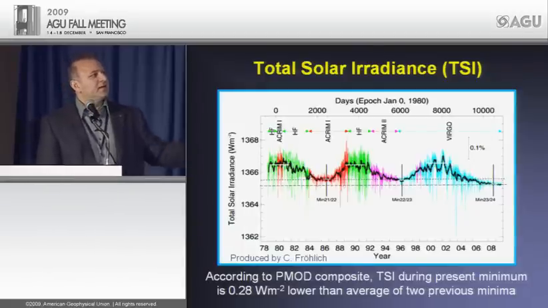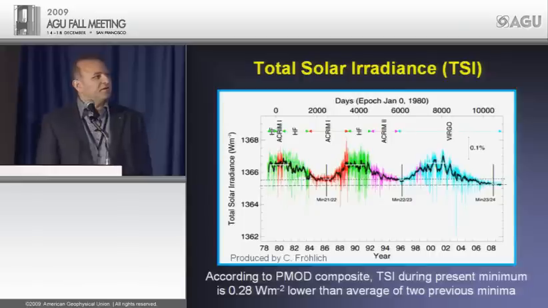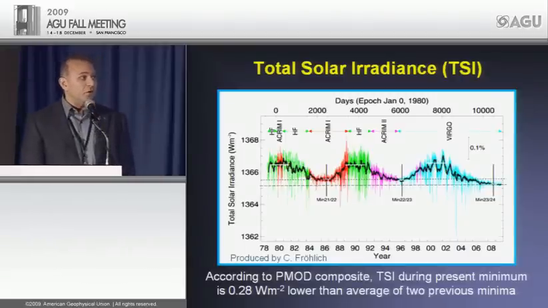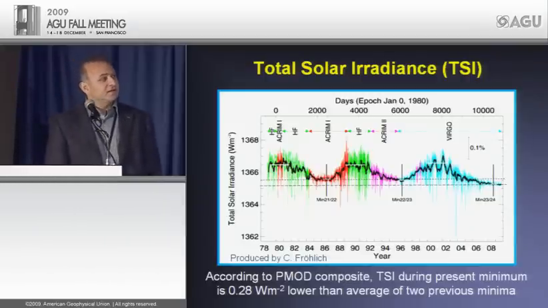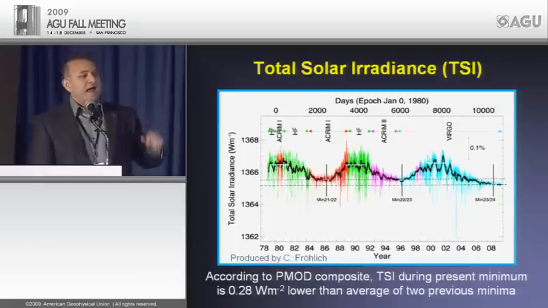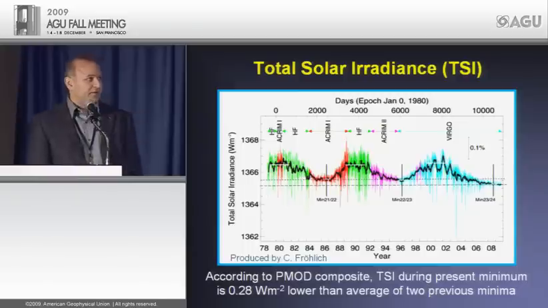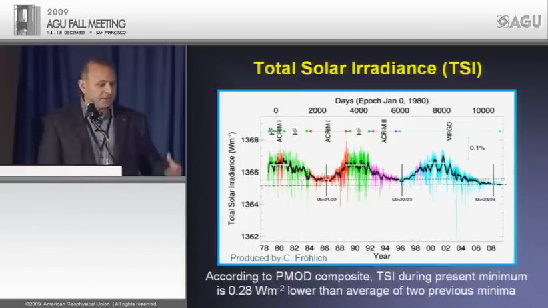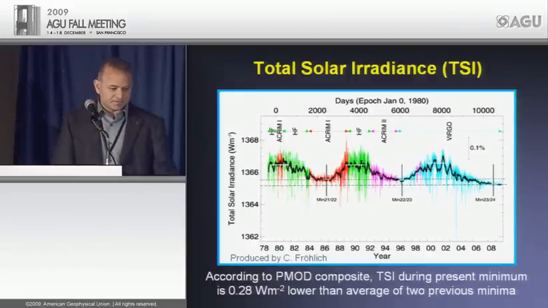And you can see that in the period of time since measurements started in 1978, there have been three cycles roughly. You see the three maxima, you see the three minima. The first two minima were at about the same level. The present minimum is lower by about 0.28 watts per square meter compared to the others. Just for comparison, the amplitude of the solar cycle in the total solar irradiance is about 1 watt per square meter. So again, a new development compared to what we had in the previous couple of cycles.